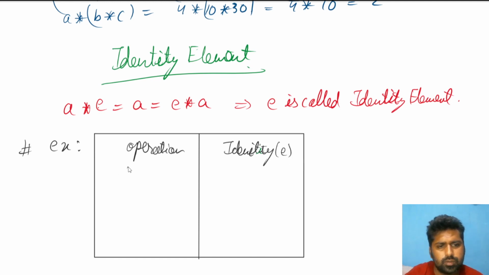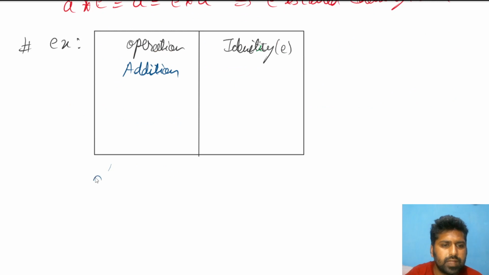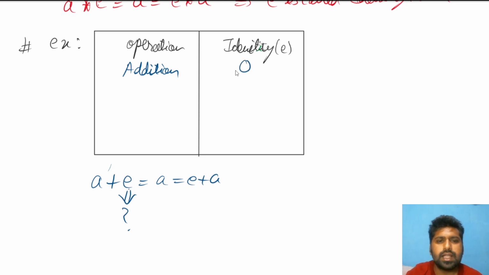All right, let's talk about addition. So A plus, so I'm replacing star with plus now. Addition is there. It should be A plus E is equal to E plus A, which is equal to A. Of course, we know addition is commutative. What should I add to A so that I get A? What should be here? 0. So 0 is called the identity element of addition.